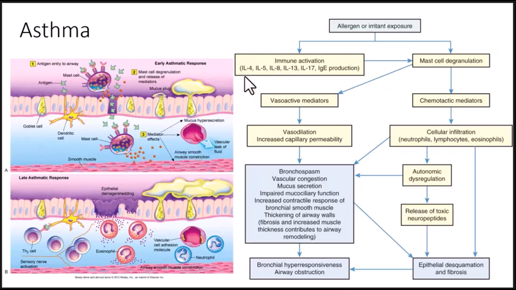And then your interleukins, you might recall that these are produced by leukocytes or white blood cells, and they're involved as well in the immune response. And they can also signal mast cells to degranulate.